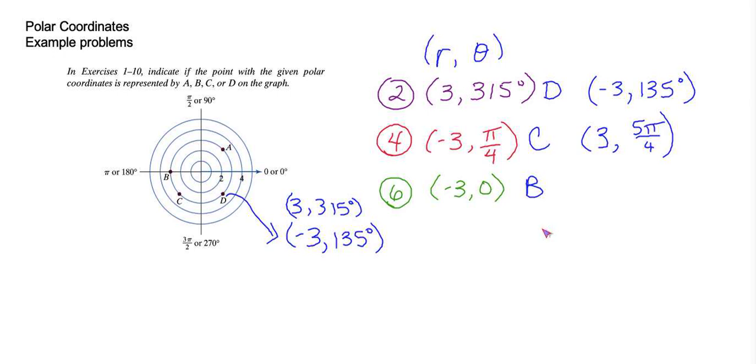And then for the last example, for B, B is written in terms of a negative 3, but what if we wanted to write it in terms of a positive 3? Instead of negative 3, 0, if we're going positive, that would be from the positive x all the way around to B, which would be pi. So 3, pi is the same as negative 3, 0. So these are some examples to help you understand when r is negative.